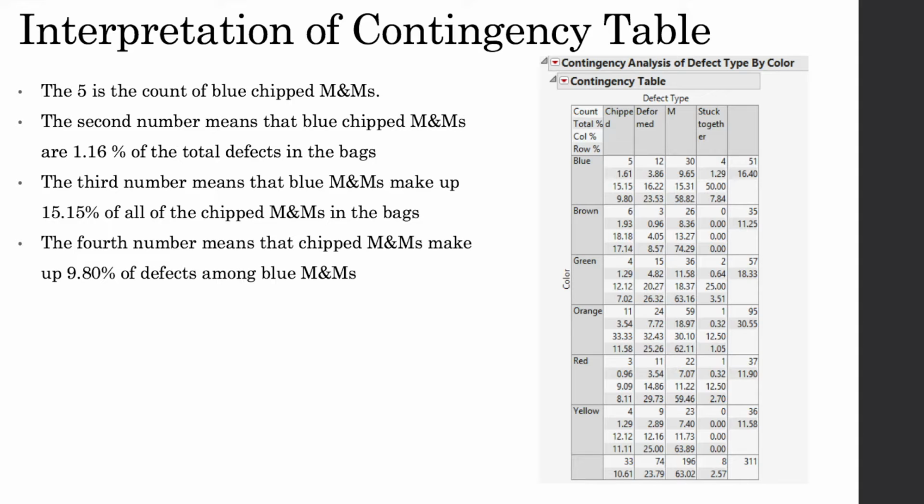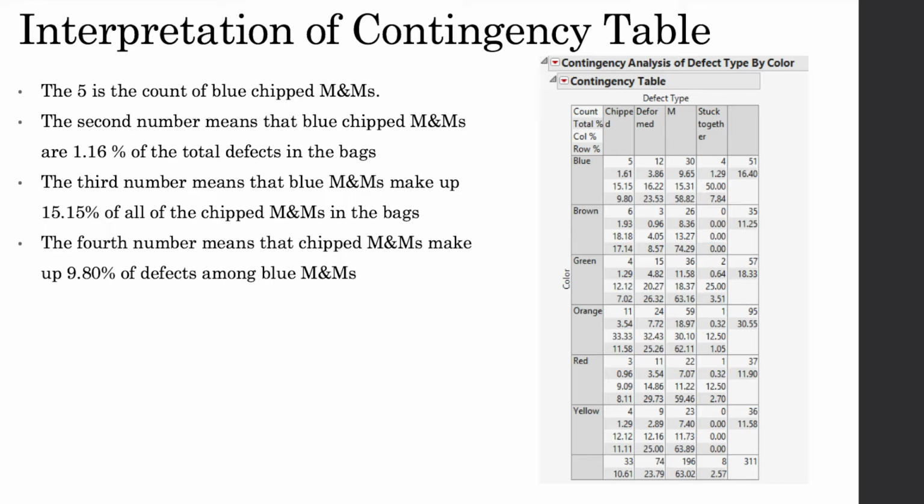So here we have our contingency table, and it's a lot of numbers, but I'll just go through how you would interpret this chart from just the first block. Right next to blue and right underneath chipped is where I'll be going through. So the 5 is the count of blue chipped M&Ms, and that's just how many chipped M&Ms were blue out of the total chipped M&Ms.